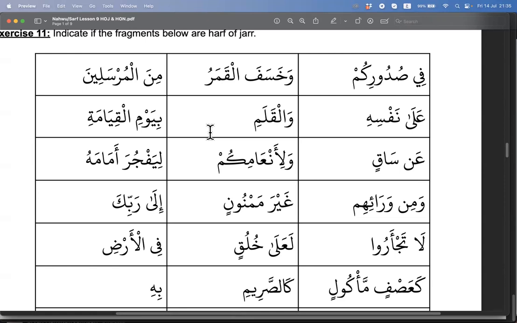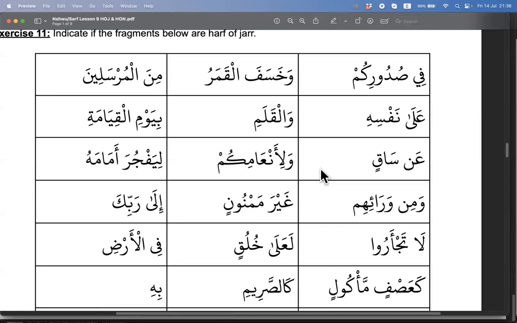Next one. Biyaumil qiyamati. Bi is the half of jar, yaum is the majrur. And yaumi and al qiyamati? Idafah. Yes, light, no alif lam, jar. Good. Next one. Ansaqin. Yes, good.